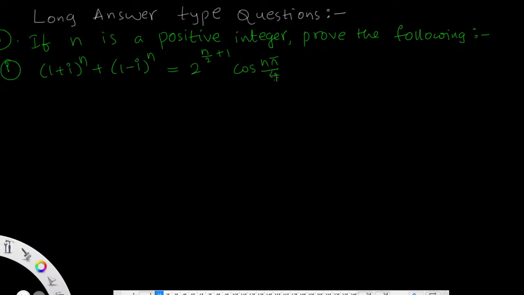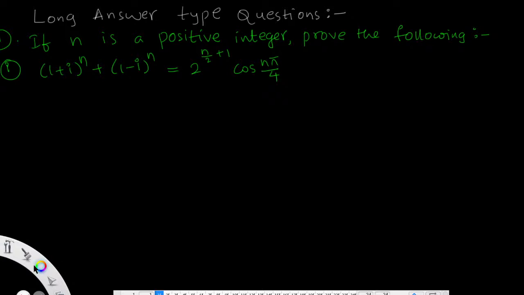This is the question. Now we will start LAQs. If n is a positive integer, prove the following. In the first bit, 3 problems are there. Now the first question: (1 plus i) whole to the power of n plus (1 minus i) whole to the power of n, we have to prove that it equals 2 to the power of n by 2 plus 1 into cos n pi by 4. So let us take LHS.